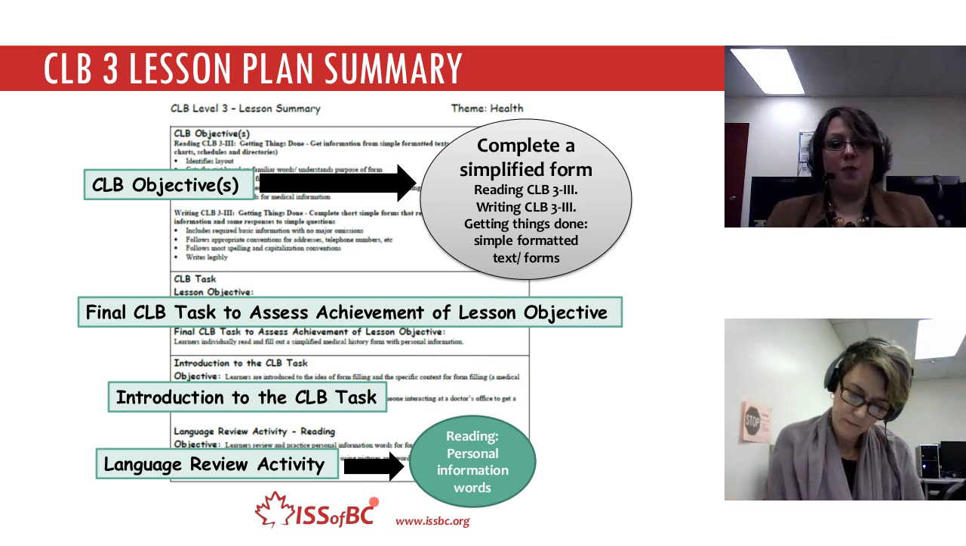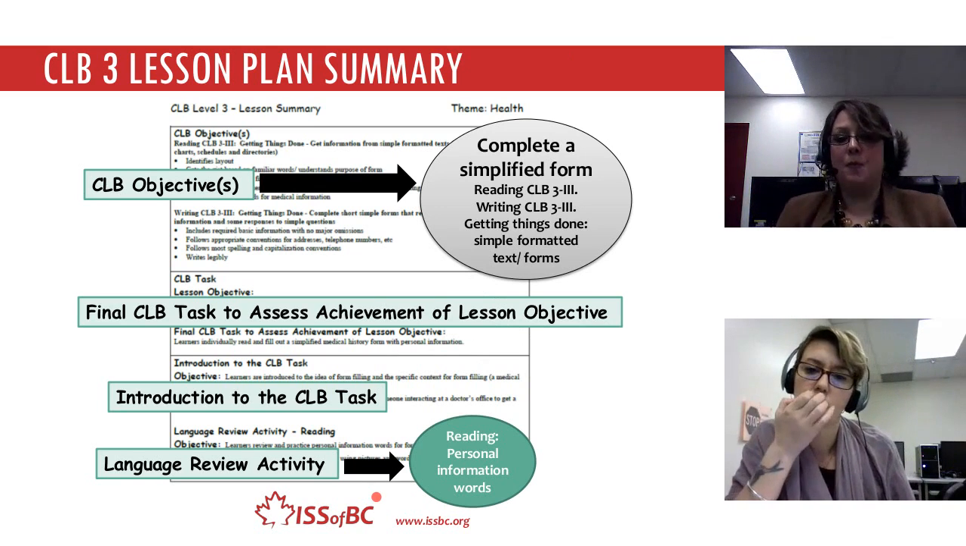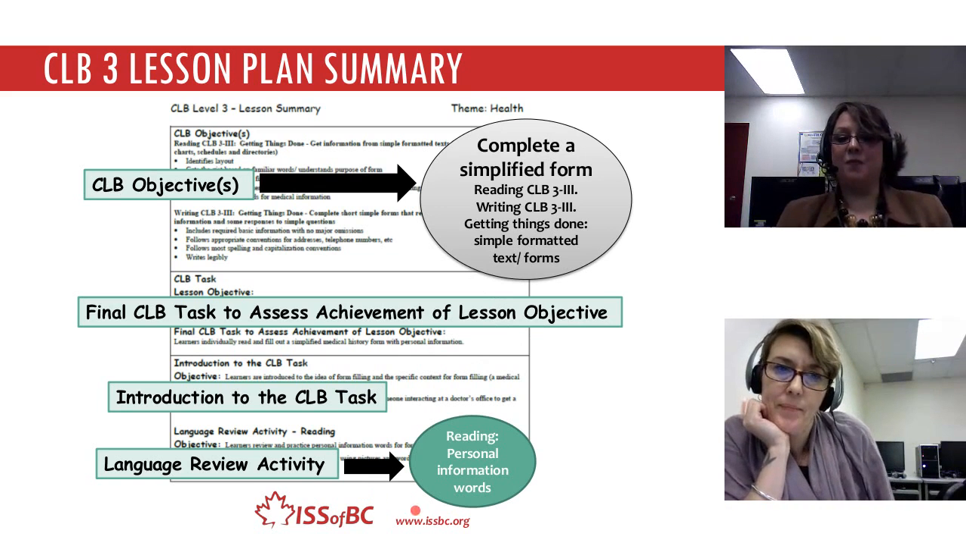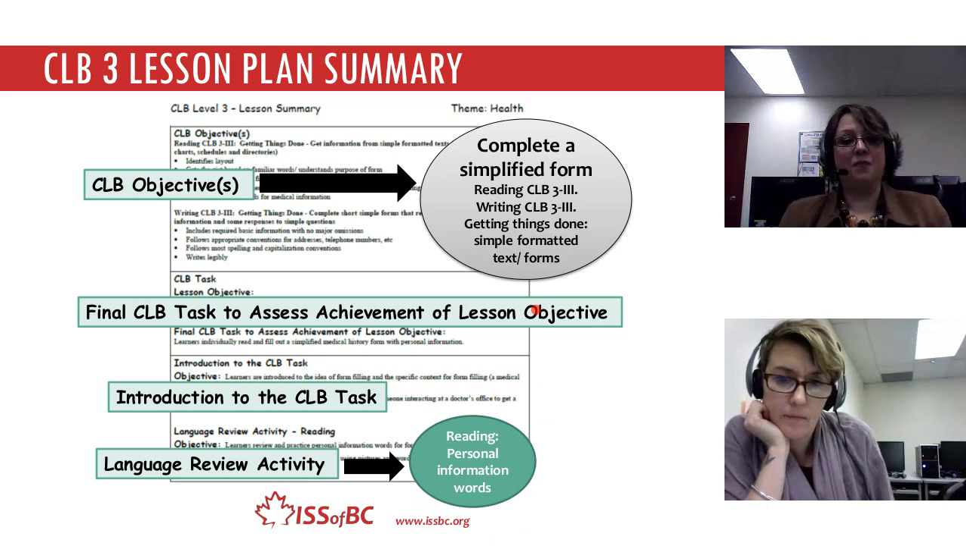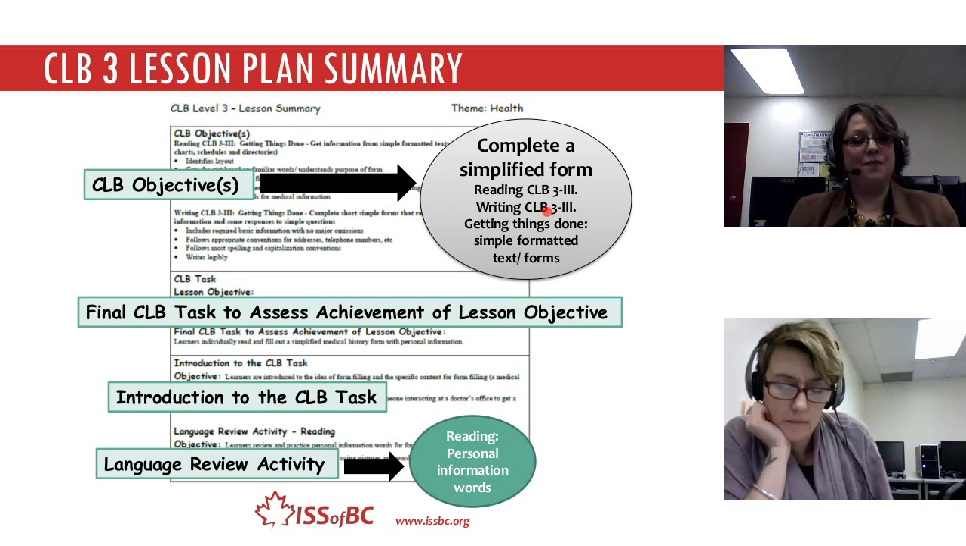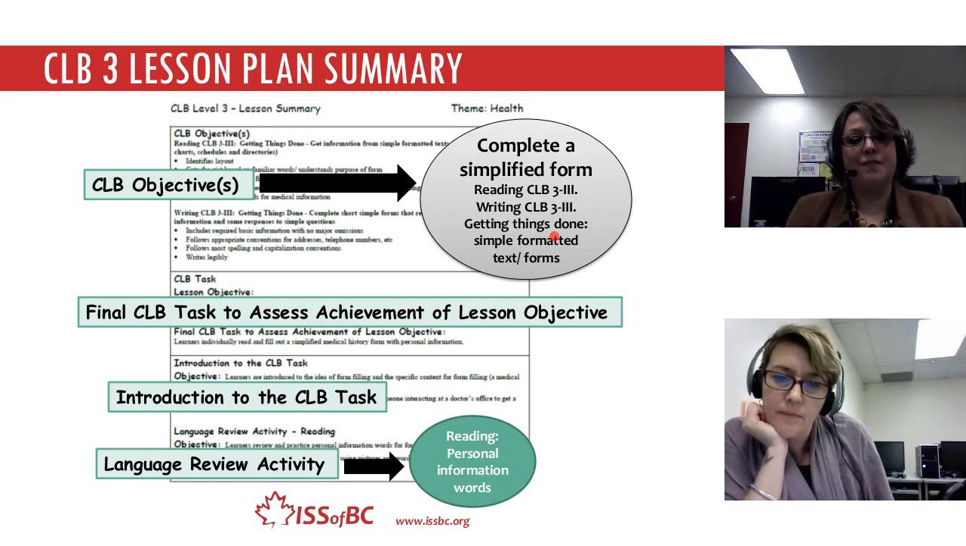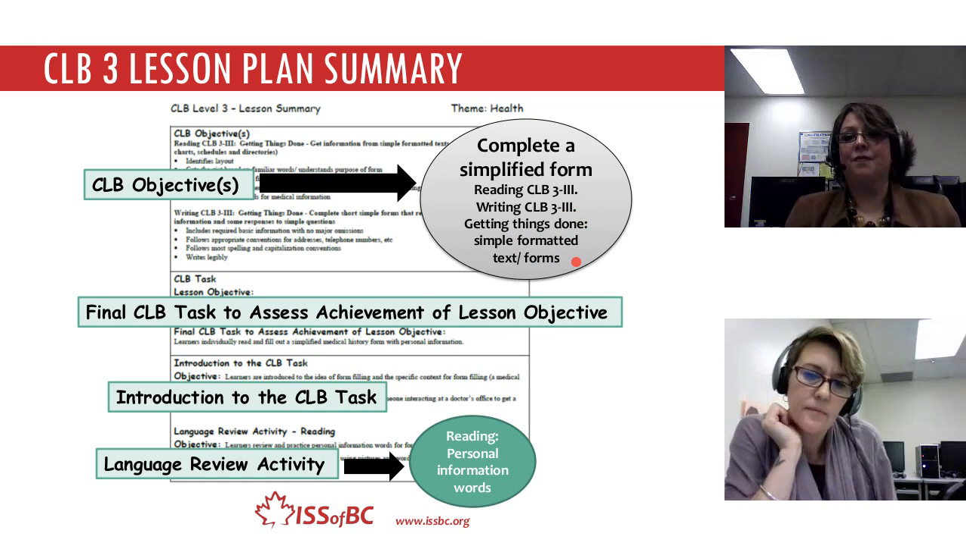So, here's just one version of what the series of lessons might look like based around the web that you just did for CLB 3, reading and writing. On this page of the lesson, you can see that we've laid out the CLB competency up here in the gray bubble, which is reading CLB 3, number 3, and writing also number 3, competency getting things done, simple formatted texts and forms.